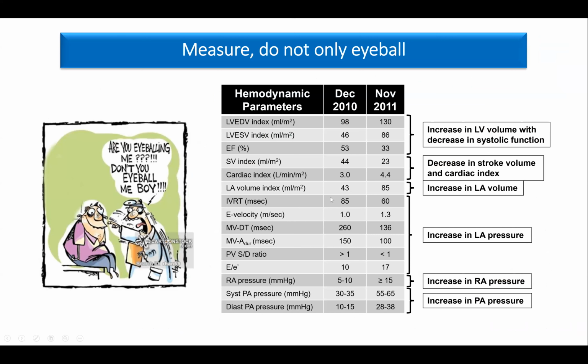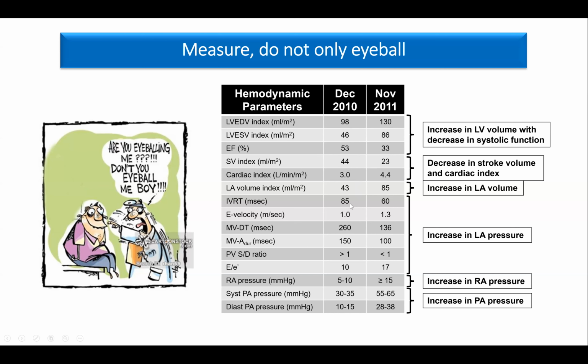Now you see, it's very important for us in echo to measure, not to eyeball. And this is a busy slide, but you can tell, if you look at the LV end-diastolic volume index, you can see an increase in LV volume. You can see a decrease in ejection fraction, 53 to 33. You can see his stroke volume decreased by half. You can see the LA volume index doubled. You can see the pulmonary artery pressure. The LA pressure went up.